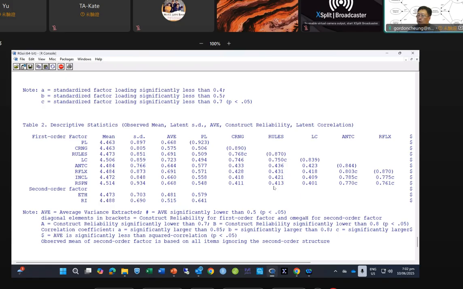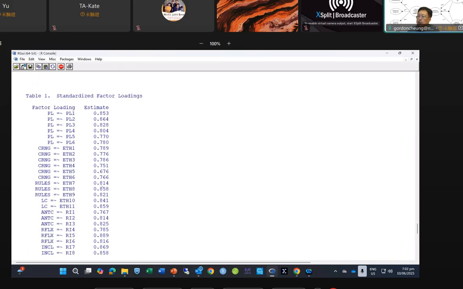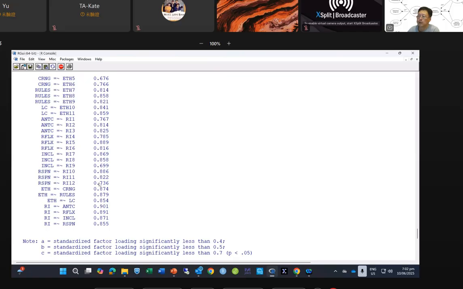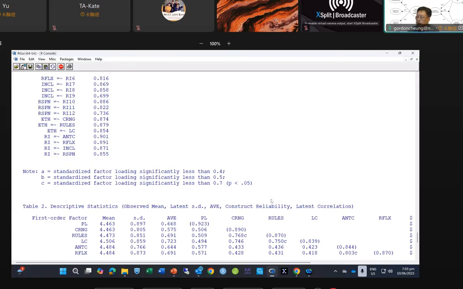The next thing that we will look at is the convergent validity. If you look at the AVE, these are all good. They are not significantly lower than 0.5. Even though for ETH it is 0.481, there's no subscript next to it. That means it is not significantly lower than 0.5. And there's no subscript in the standardized factor loadings. So that means these are all not significantly lower than 0.7, which is very good. So we have evidence of convergent validity.